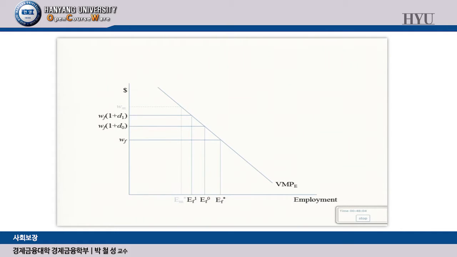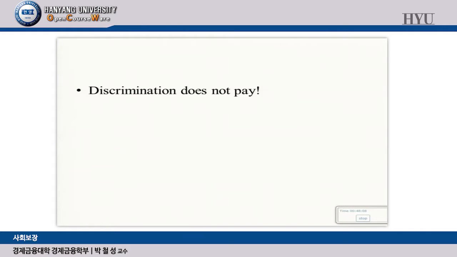So what does it mean? Actually, the conclusion of this model is that discrimination does not pay. To satisfy this discriminatory taste, the employer actually sacrifices profit. That's their cost.